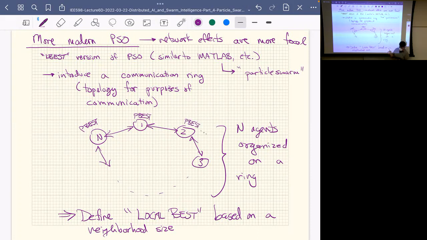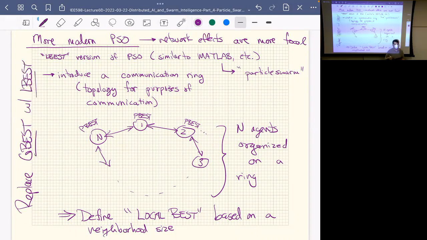And so what I can do is replace GBEST, now I'm rushing a little bit here, with LBEST. The idea is that I go back to the exact same particle swarm algorithm that I just showed you, but instead of having that X superscript G, that global best, I replace it with a local best, which is the best of all of the agents in my neighborhood.